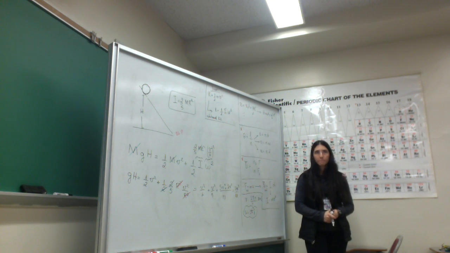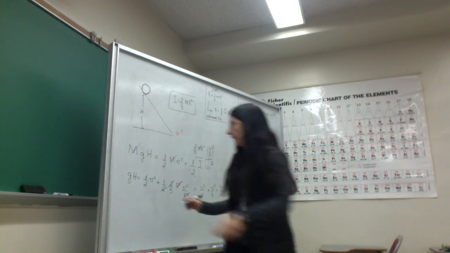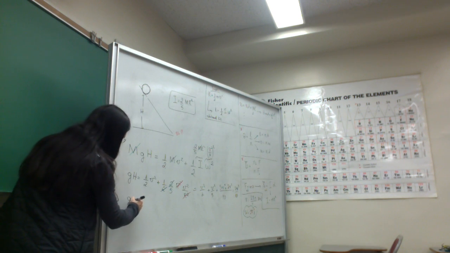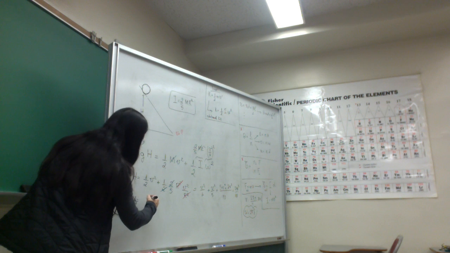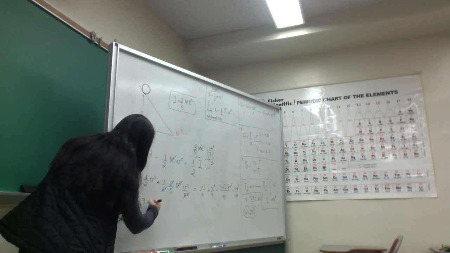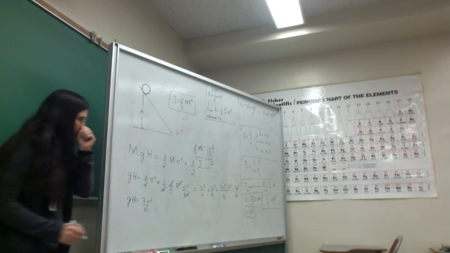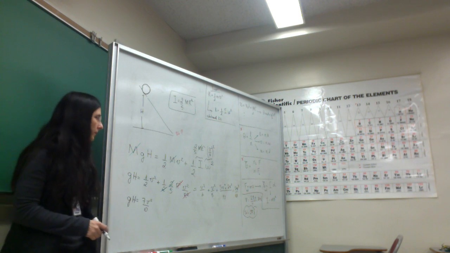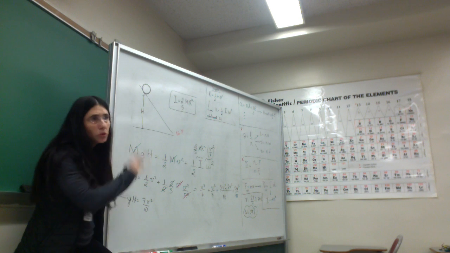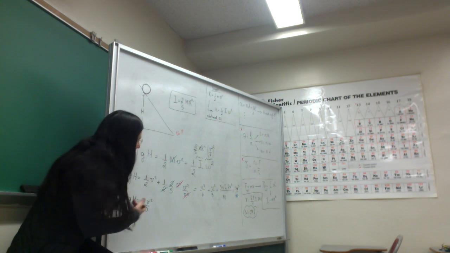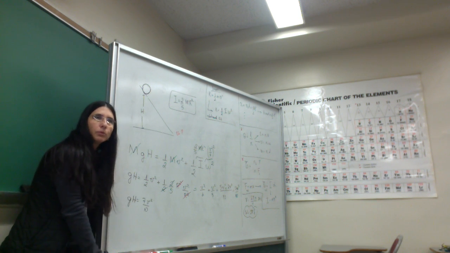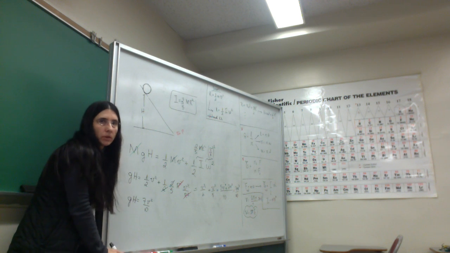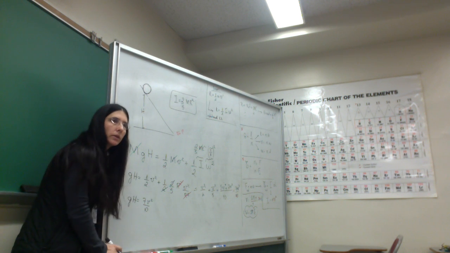Equals G. So now let me put it all together. I have GH equals 7V squared over 10. Tell me if there is something that you missed. You could just put in the calculator this 1/2, this 1/5, and play with real numbers instead of fractions.